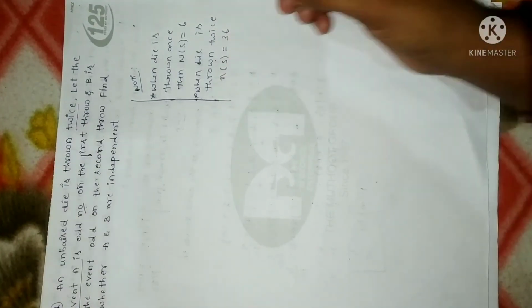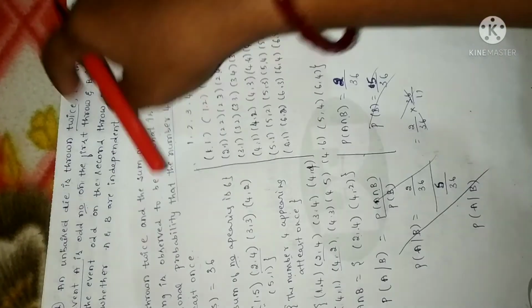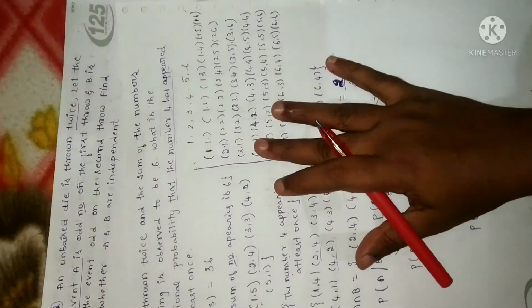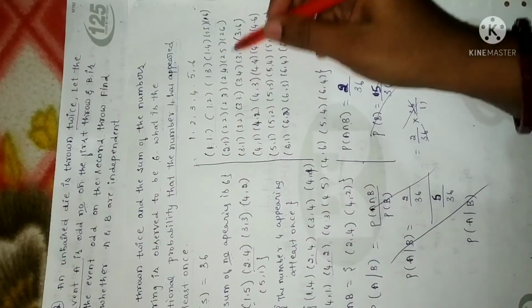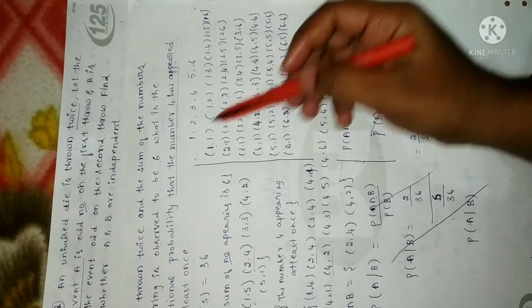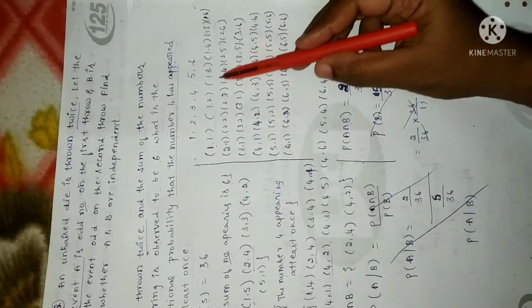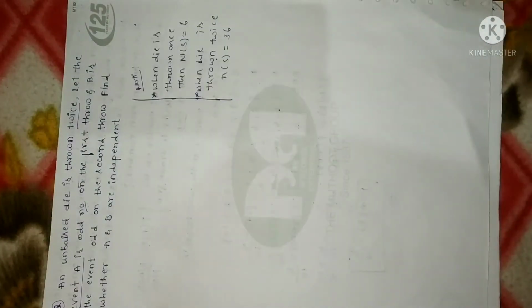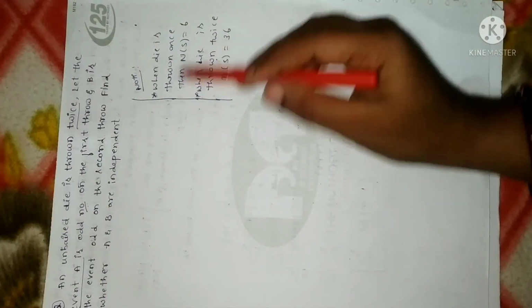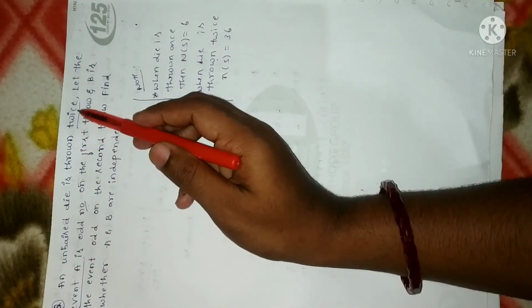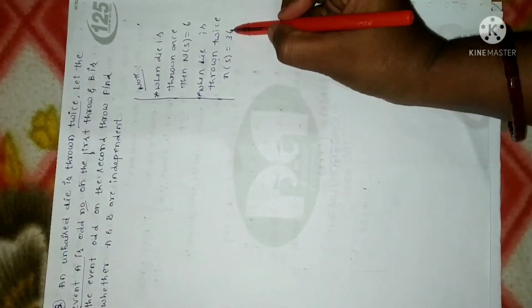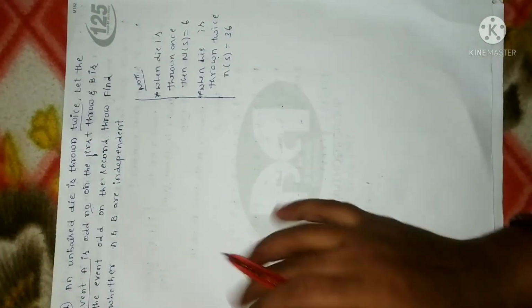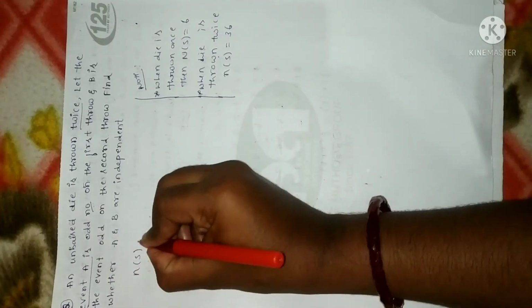As I already solved it in one of the problems, these are the 36 chances when we throw it twice. So remember, when we throw it twice you will get 36 chances. When it is once you will get only 6 chances, that is 1 to 6. So here an unbiased die is thrown twice, so you are going to get 36 sample space, that is the number of elements in the sample space is 36.